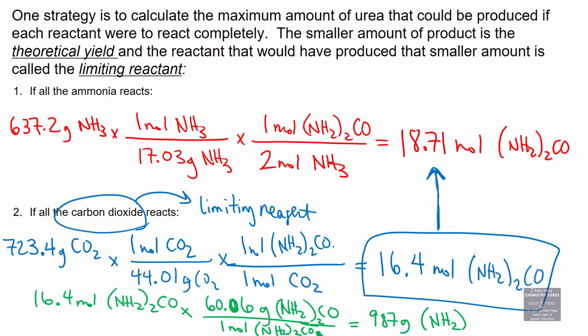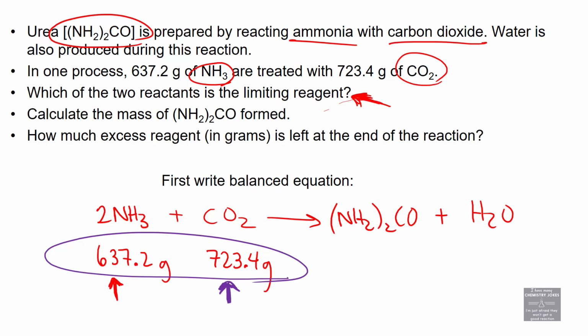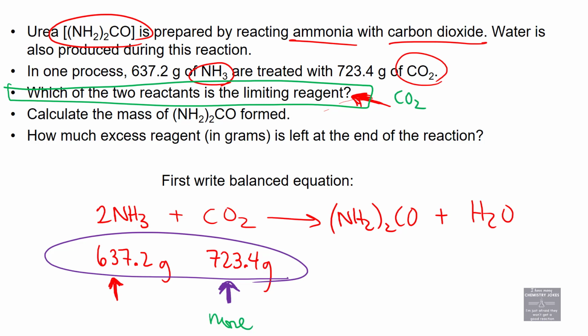That green number is my legit theoretical yield in grams. Much more common to talk about theoretical yield in grams. Can you talk about it in moles? Sure. Much more common to talk about it in grams. So why did we do all this? If we go back to the questions we're trying to answer, which of the two reactants is a limiting reagent? That would be CO2. Oddly enough, we had more grams of CO2, but it was consumed differently. It's consumed more slowly. What I mean by that is it has a coefficient of 1, while ammonia has a coefficient of 2. And when you do your whole mole comparison, even though the amount of CO2 is greater, CO2 is my limiting reagent.